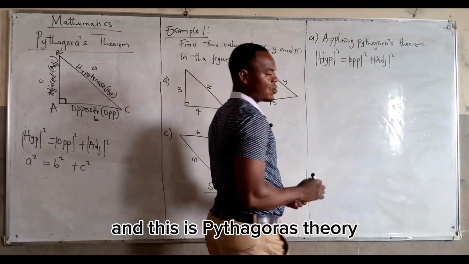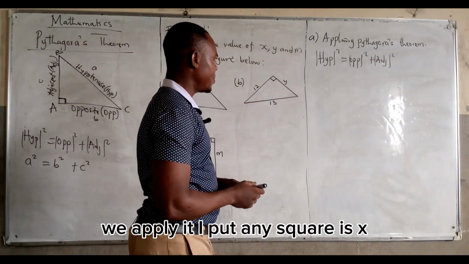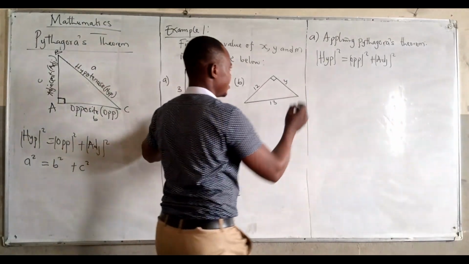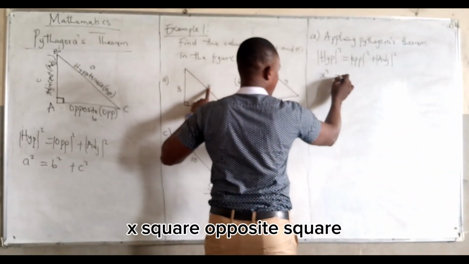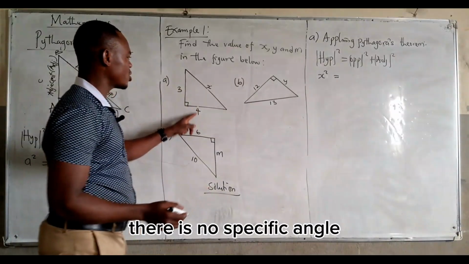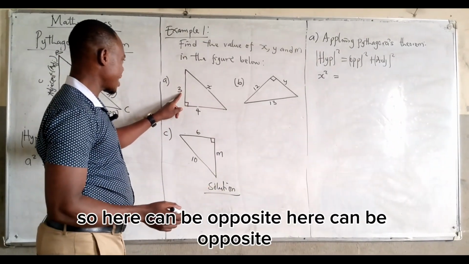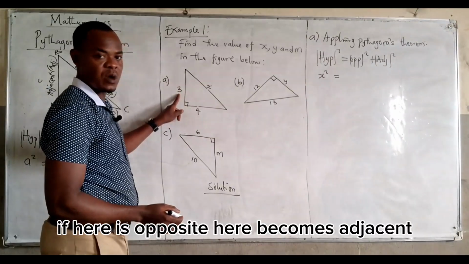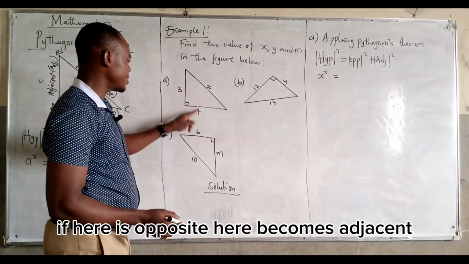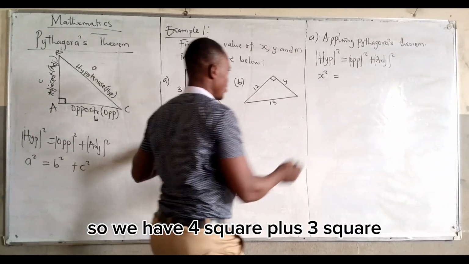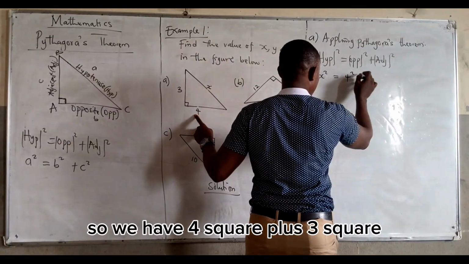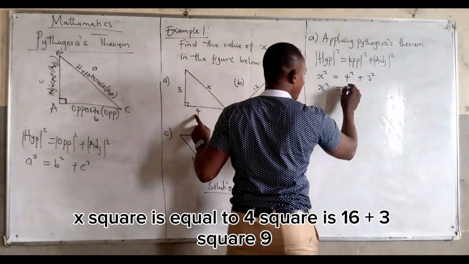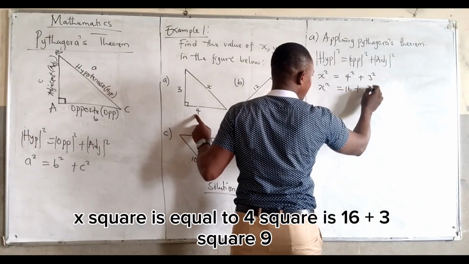And this is Pythagoras theorem. We apply it. Hypotenuse square is x square. Opposite square, there is no specific angle, so here can be opposite. If here is opposite, here becomes adjacent. So we have 4 square plus 3 square. X square is equal to 4 square is 16 plus 3 square 9.